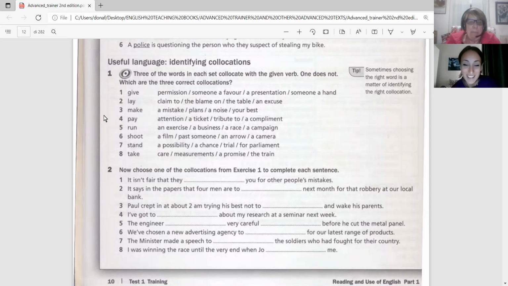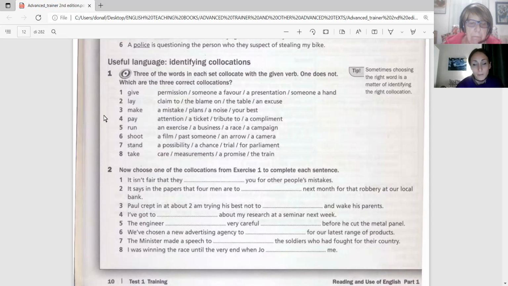Ok. Shoot a camera, forse è questa, allora la... È questa, because you use a camera. You shoot a photo even, but you don't shoot a camera. You use a camera. Okay? Sì. Okay.